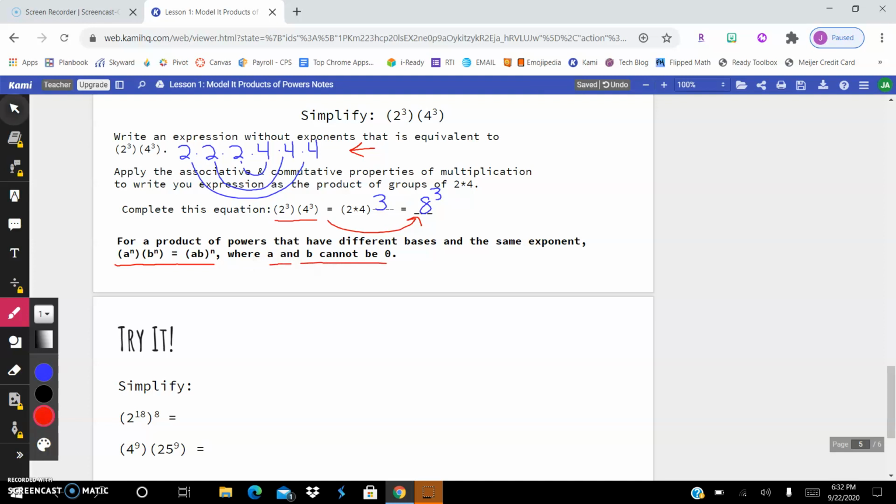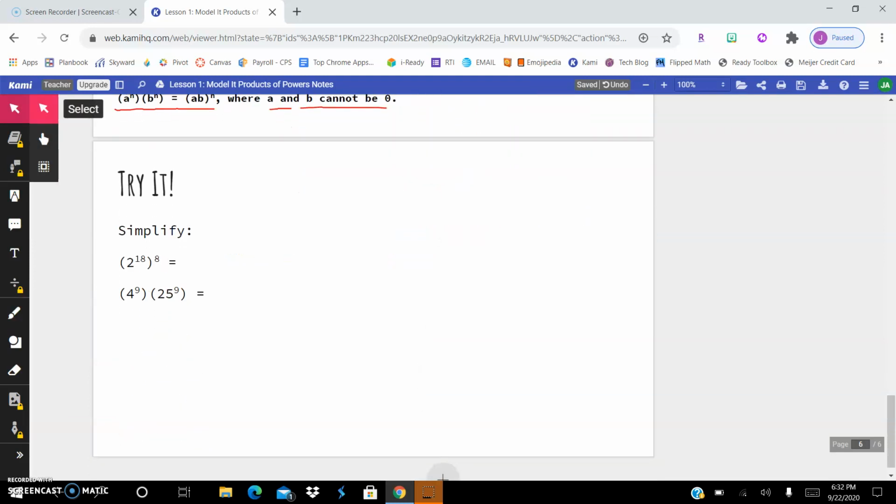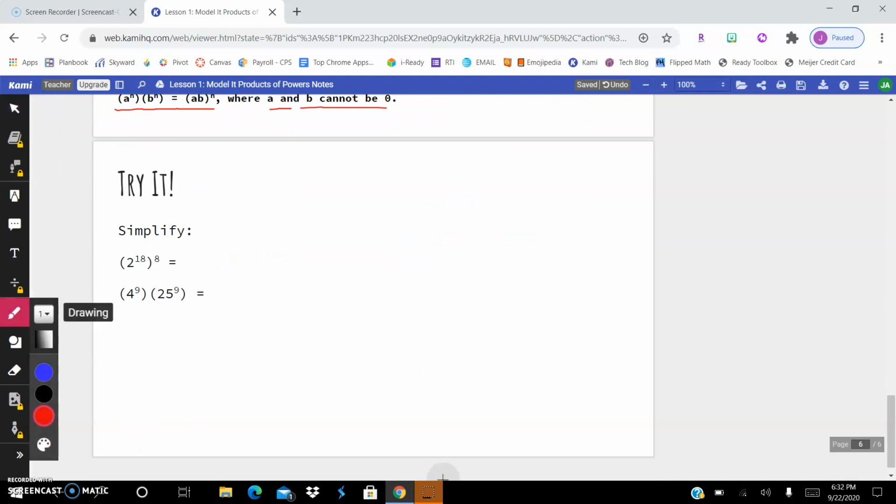All right, we have two problems to try here to show what we learned. 2 to the 18th raised to the 8th power. So we would keep the 2. And because we have an exponent raised to an exponent, we're going to multiply those. And 18 times 8 is 144.